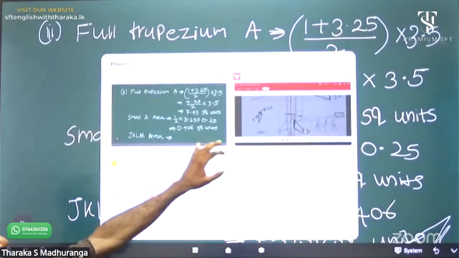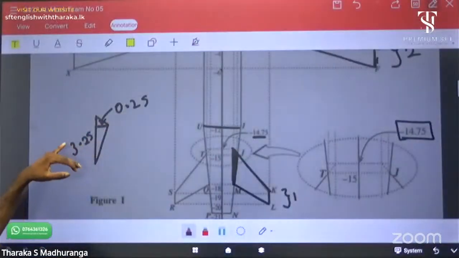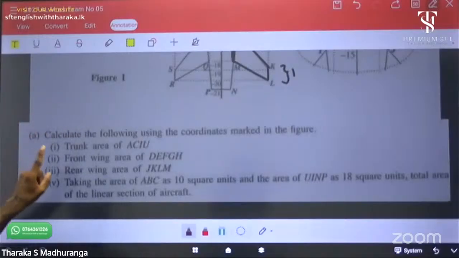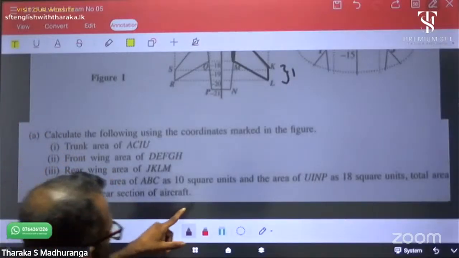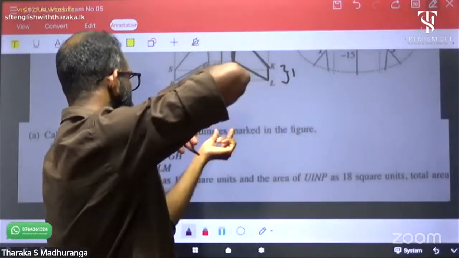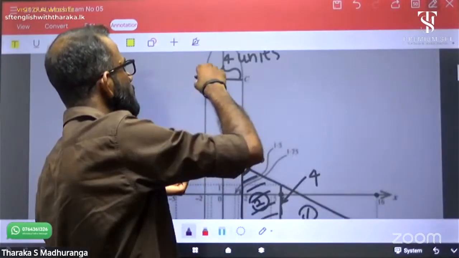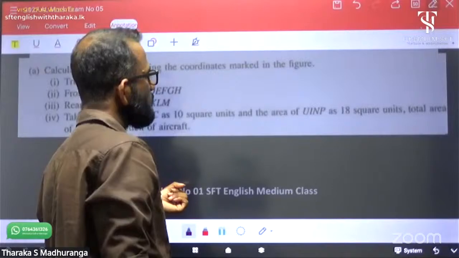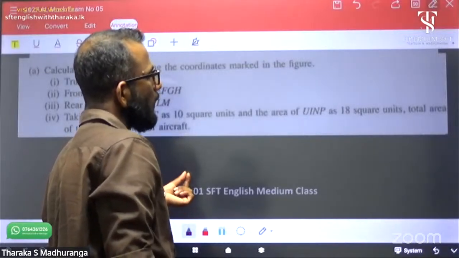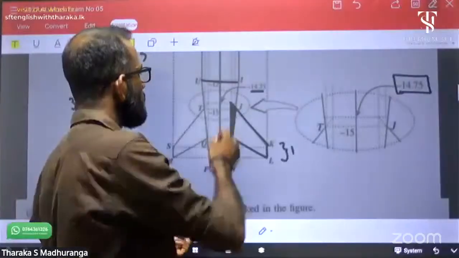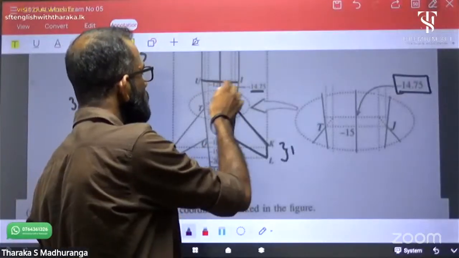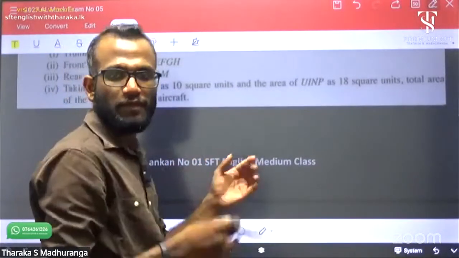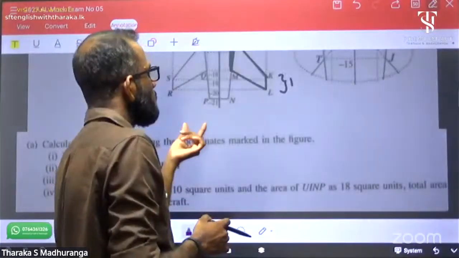Okay, let's move into the next part. Take the area of ABC as 10 square units. This is ABC, that means this curved section, 10 square units, and the base part is 18 square units. Calculate the total area of the aerial view.